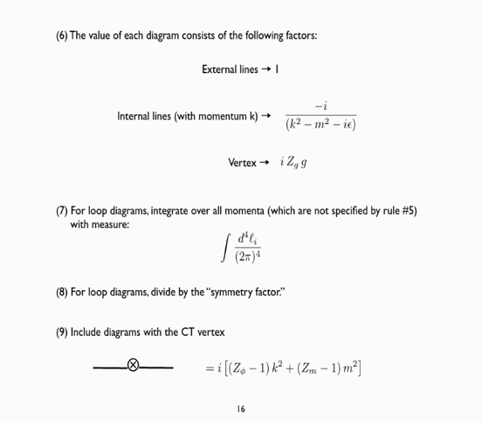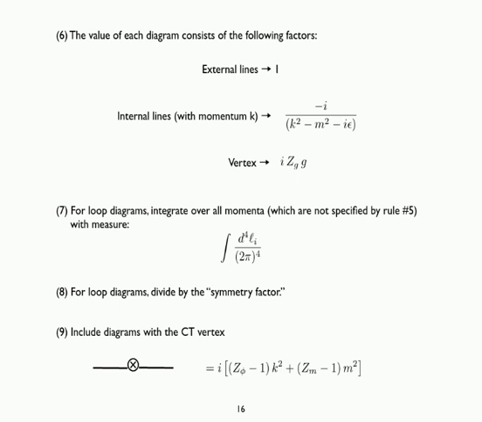And then finally, for every vertex you assign a factor of Ig. Most of the time, we're going to set Zg to 1 because it's the counter term, and we'll get to it, but it'll be a few weeks. But just in general, you want to put that factor there.